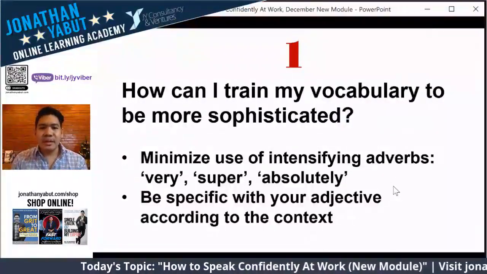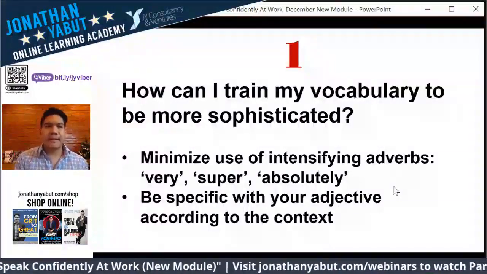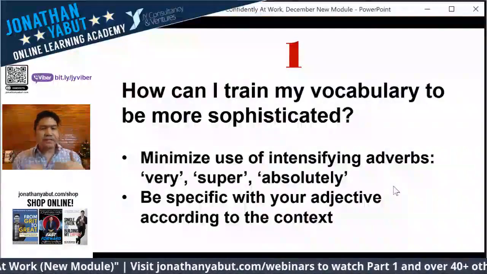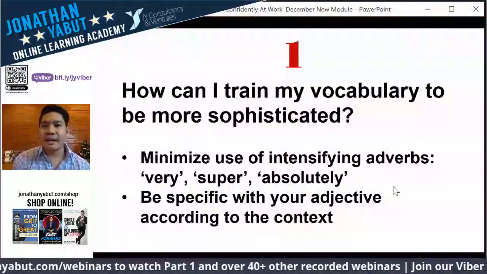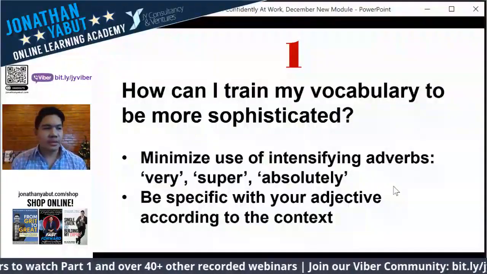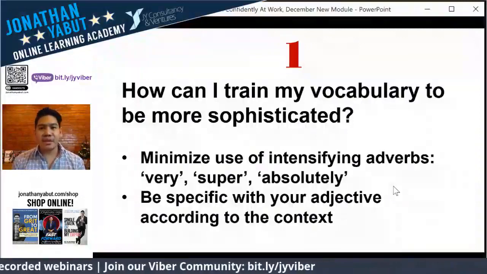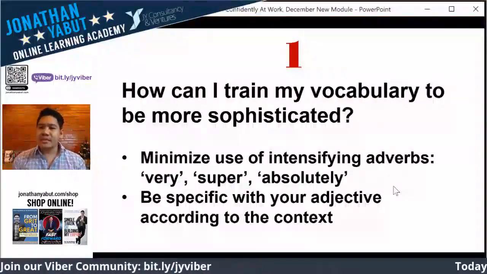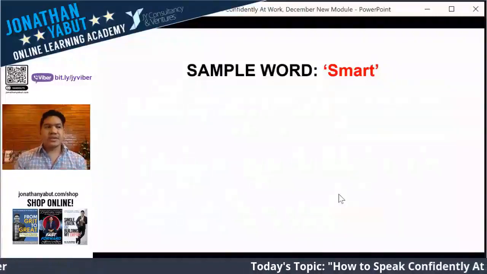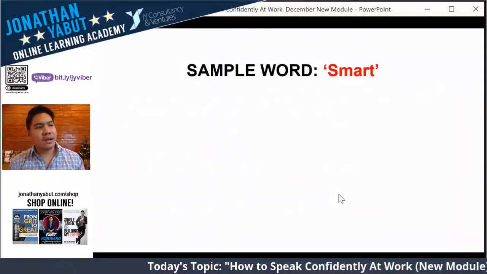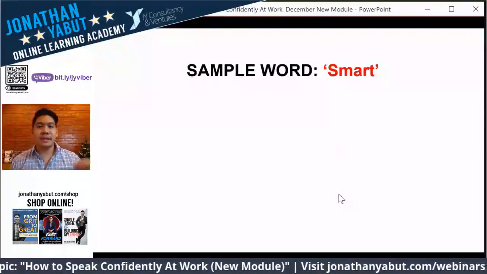Number 2, I want you to be very specific with your adjective according to the context. For example, if you are describing a person, let's say you're hiring someone at work, your manager told you, Jonathan, how was the interview of your associate manager who you're planning to hire? And you think that the person in this case is smart. So when you reply to your manager and say, candidate number 2 is very smart, or simply put, smart.